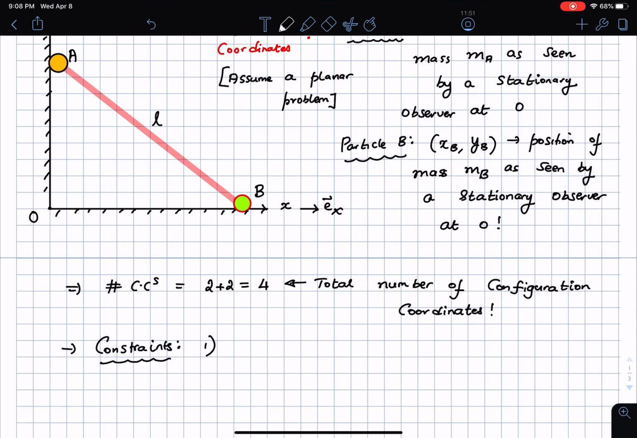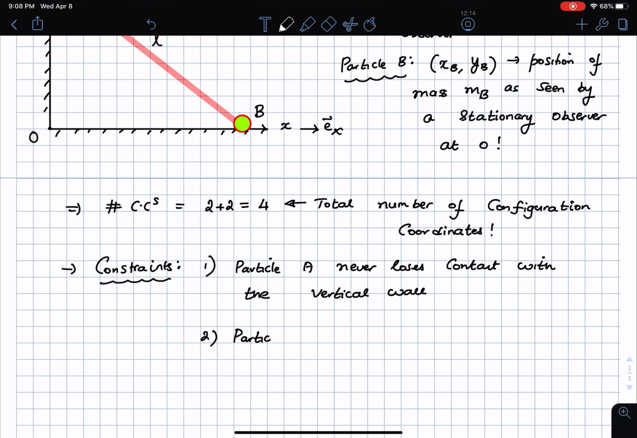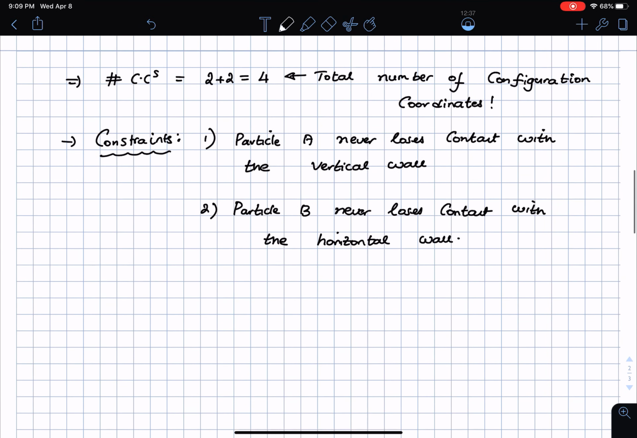First thing is the particle A never loses contact with the vertical wall. Okay, the second constraint is particle B never loses contact with the horizontal wall. And quite obviously the third constraint is that the length L is a constant, or the distance from point A to point B is a constant. Okay, the length or distance from A to B is a fixed length, and that's equal to L. Okay, so this is what we have so far.